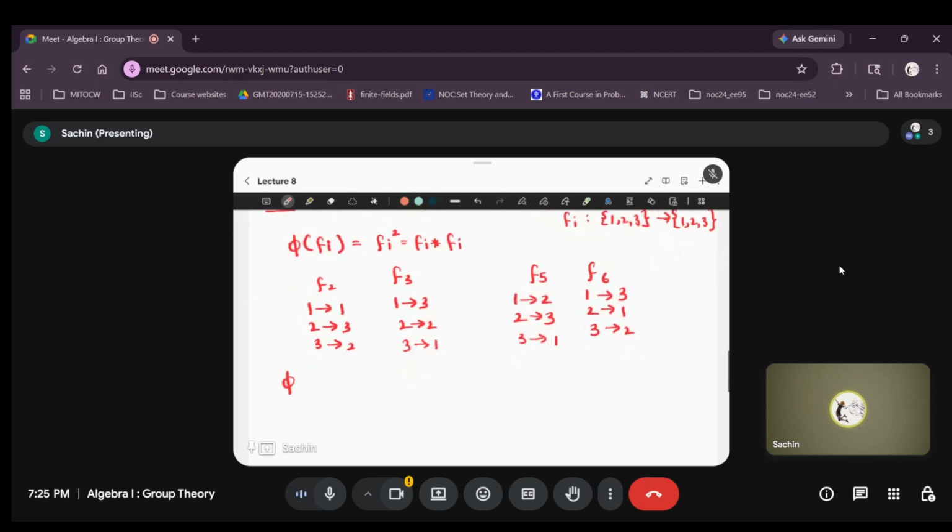If you take phi of F2, F3, here it's actually the composition. F2 composed with F3 is F5. Or is it?